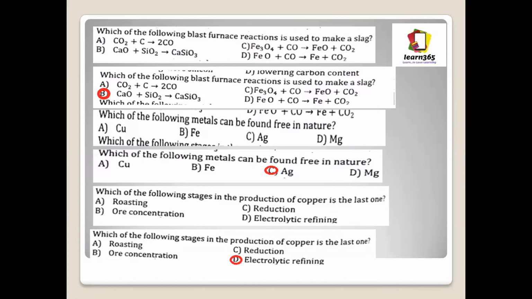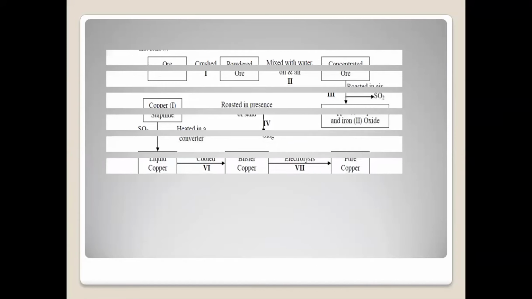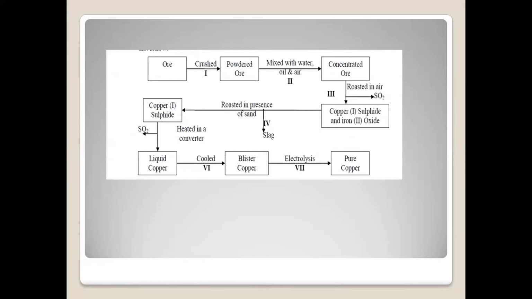Okay, Caleb, now I'm going to give you a picture. Do a mind map of it. Take a screenshot and remember. Good job. Now, remember, when we have this ore in the production of copper, how many steps are you able to see totally? There are seven stages. Seven steps.